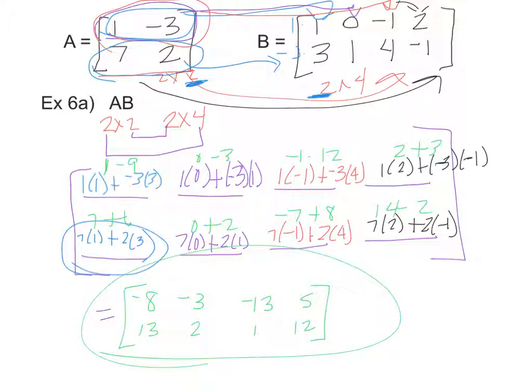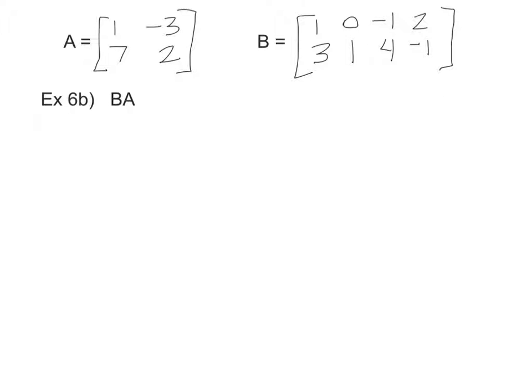All right, let's try another one. So for this one, notice what's happening. It's the exact same two matrices, except this time we're doing B times A. So we're swapping the order. My B is a 2 by 4 matrix, and my A here is a 2 by 2. That means my B is a 2 by 4 and it comes first. The A is a 2 by 2 and it goes second. So let's multiply these together, right?